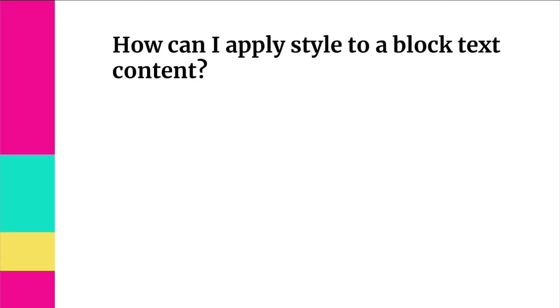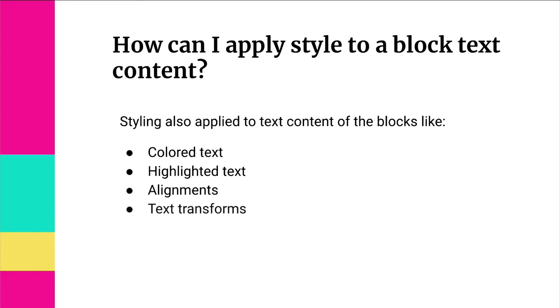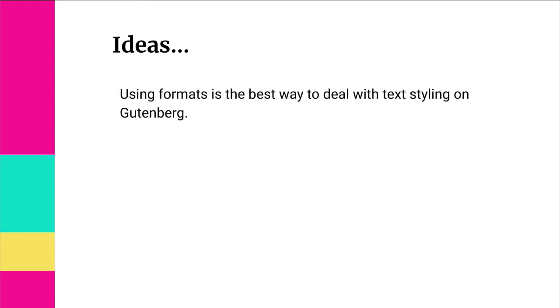The next problem I was trying to solve is, how can I apply style to a block's text content? Styling also applied to the text content of the blocks, like colored and highlighted text, alignments, text transforms, and indentions. Using formats is the best way to deal with text styling on Gutenberg. And so, the next step is to determine what are the necessary formats that users require. In this scenario, I've taken the TinyMCE Classic Editor as a reference guide, which has the following formats, and I've added a few more.